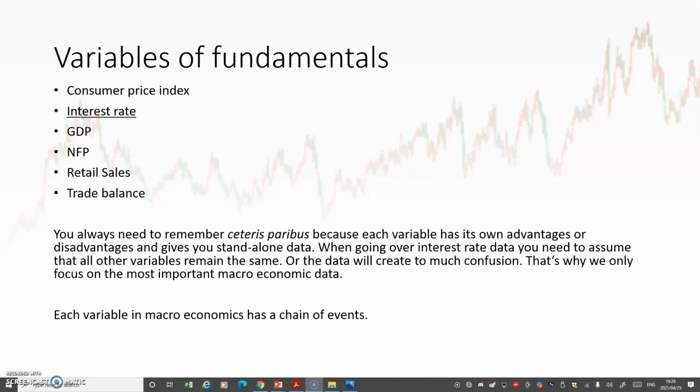So the most important variables or fundamentals in forex trading will be the CPI, the interest rate, GDP, NFP, retail sales, and the trade balance. Obviously, each different variable has a chain of events. So we simplify it a bit and look at the data itself. So that's why I'm going to remind you again, ceteris paribus, where you only focus on that specific variable.